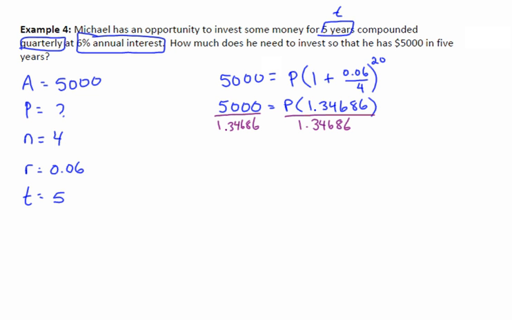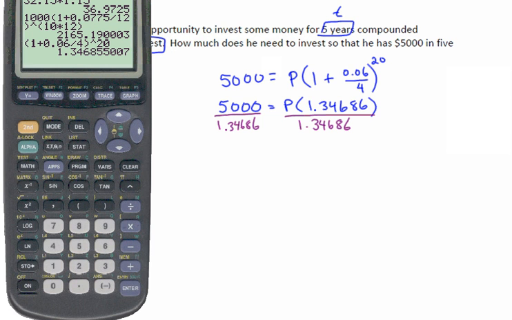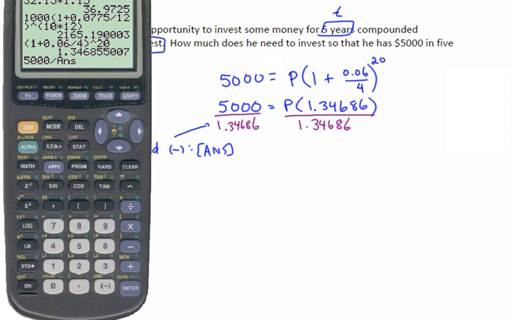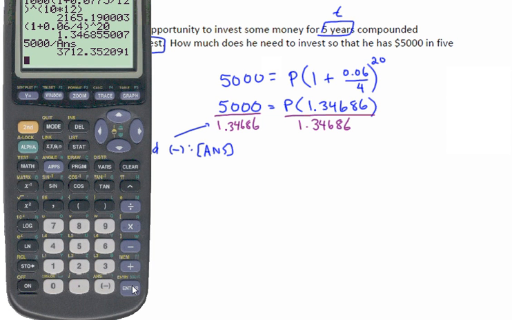Now, how do I make sure this is an exact value answer? Yeah, second negative. So 5,000 divided by my answer, second negative. Here we're using second negative to use the previous answer. So what does that give us? Did you get the same thing? Yeah. And with money, we round to what? Nearest hundredth, cents, yeah. 3712.35.